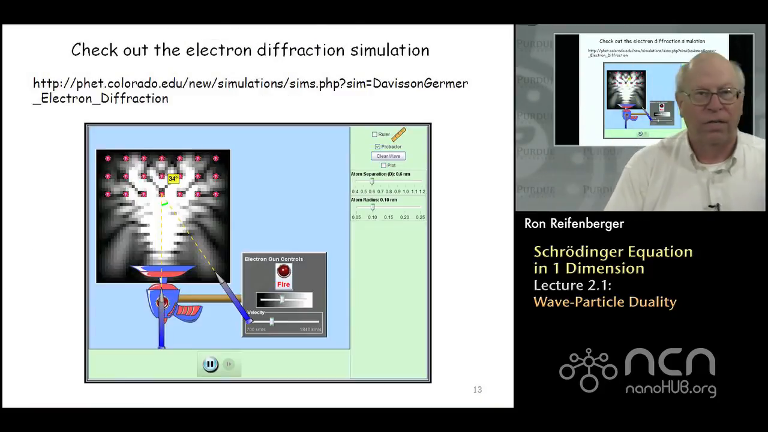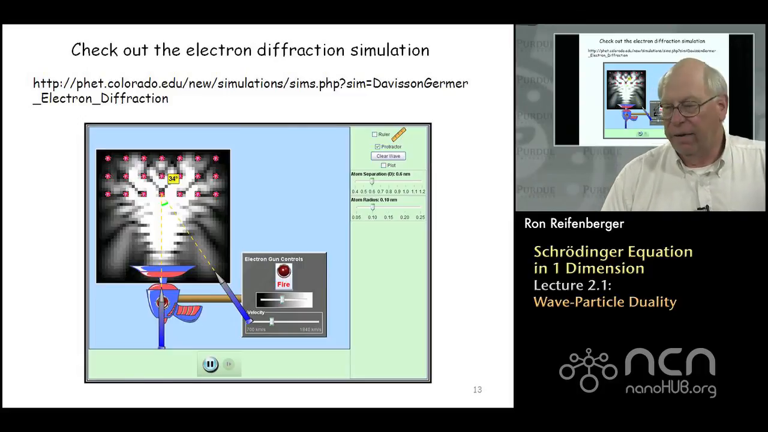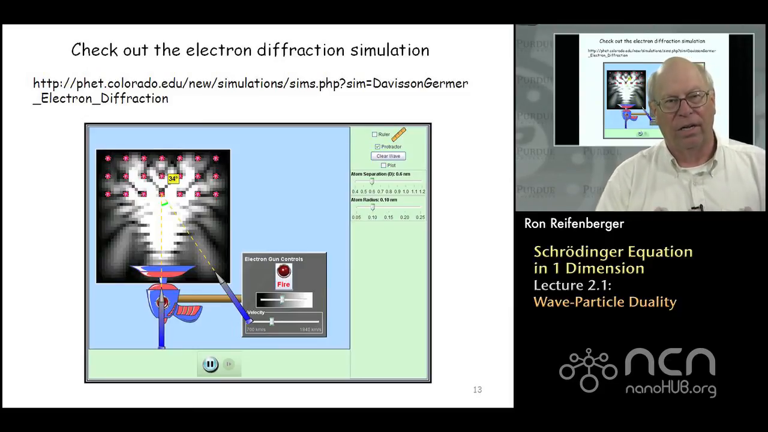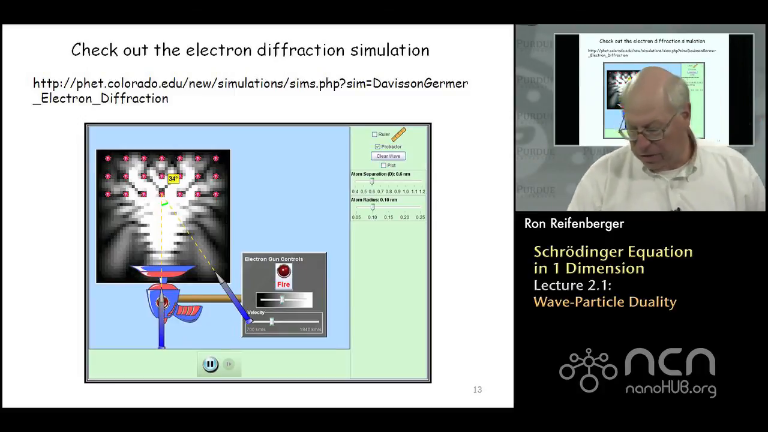If you like to do simulation experiments on the web, I give you a website here where you can go and simulate Davisson and Germer's famous experiment. So this is an electron gun. You can fire electrons at a periodic array of atoms, and you can watch the direction of the electron beams in certain directions where constructive interference sets up. You can actually watch that build up in the process of the simulation.